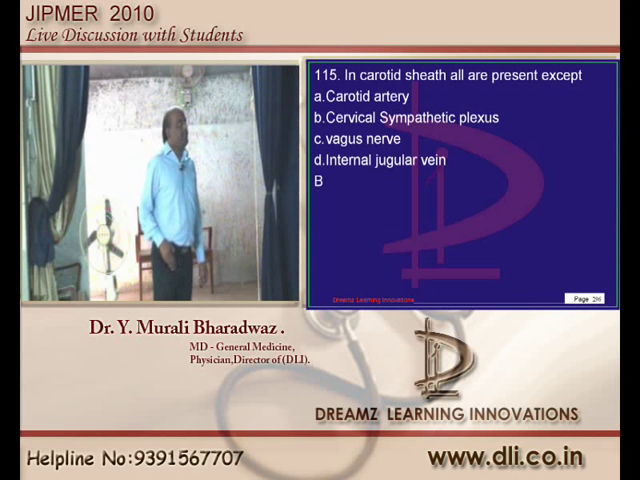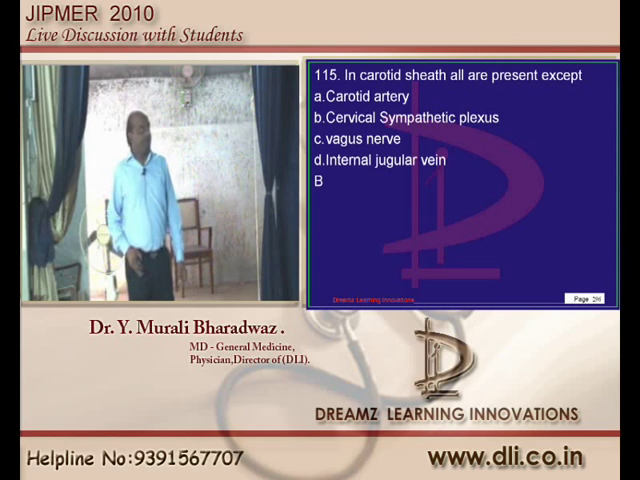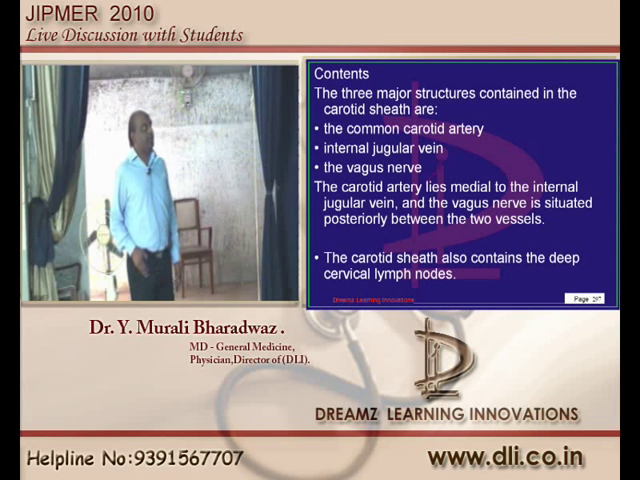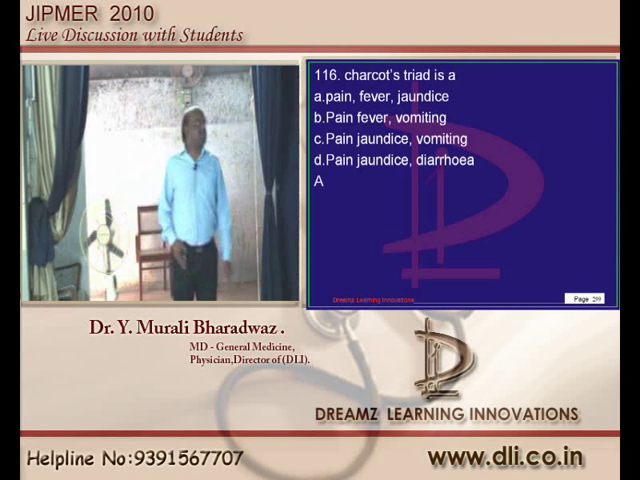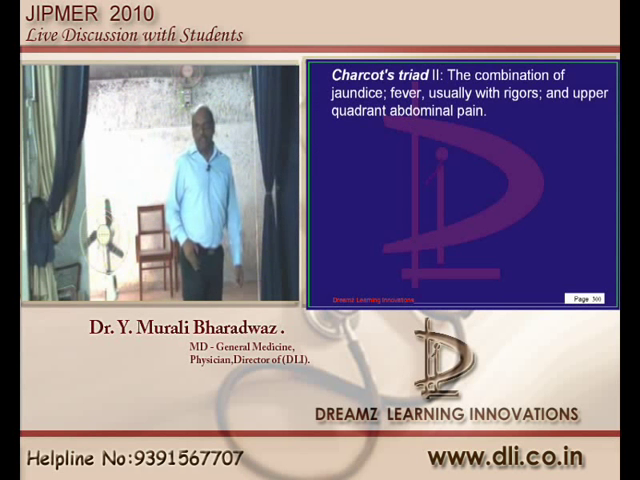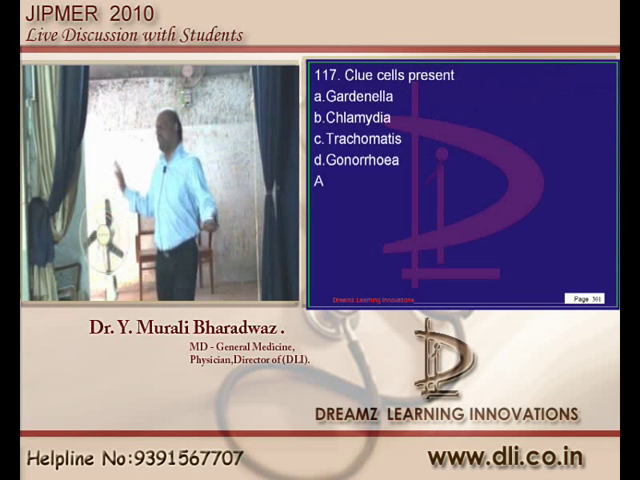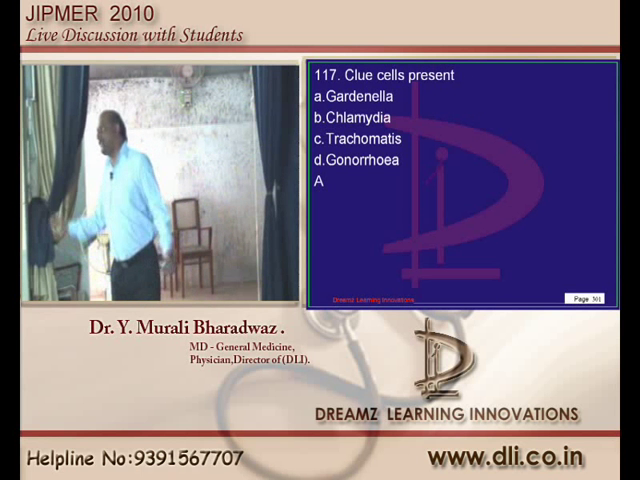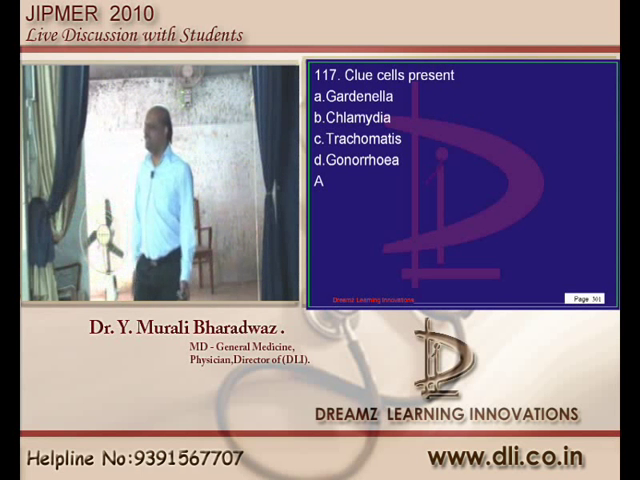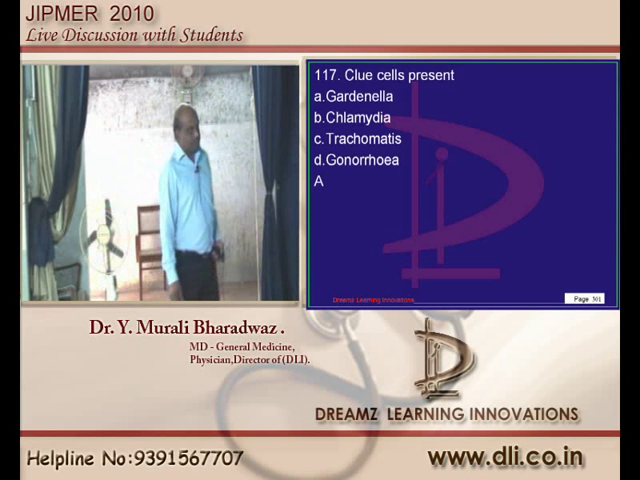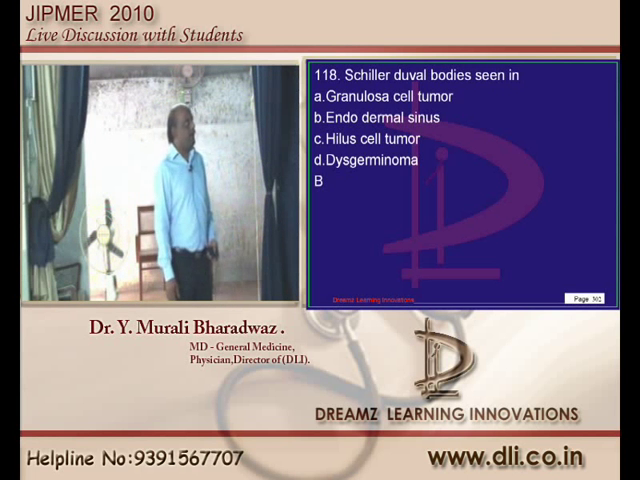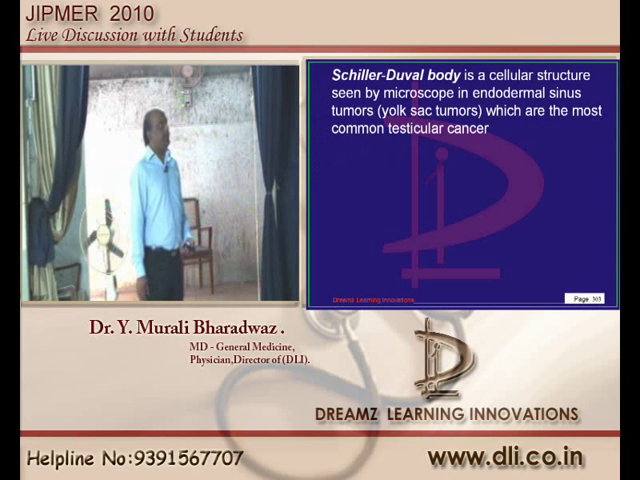Now what does the carotid sheath contain? Common carotid artery, internal jugular vein and vagus nerve, they are all part of the carotid sheath. Pain, fever, jaundice is the classical Charcot's triad, as all of you know very well. One question on STDs, without that there is no paper. Amsel's criteria, any exam you go, it is a routine question. So clue cells are classically found. Schiller-Duval bodies are typically found in the case of endodermal sinus tumor.